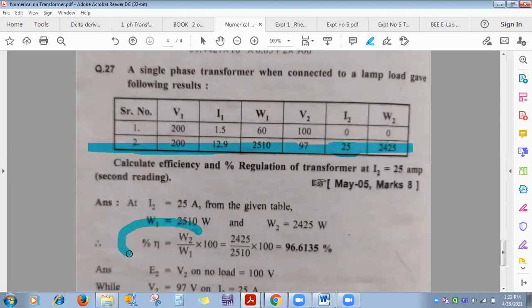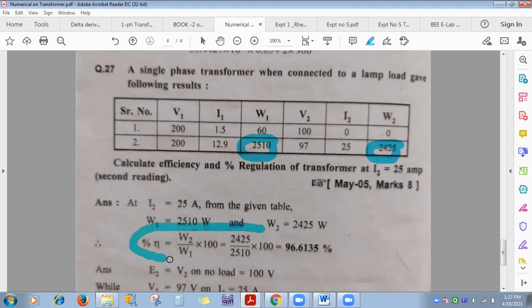Efficiency formula we know, W2 by W1 into 100. For the second reading, W2 is this one, W1 is this one, into 100 you do. You will get the efficiency 96.61%. Got it? Everyone, very easy. W2 by W1 into 100 is the percentage efficiency.